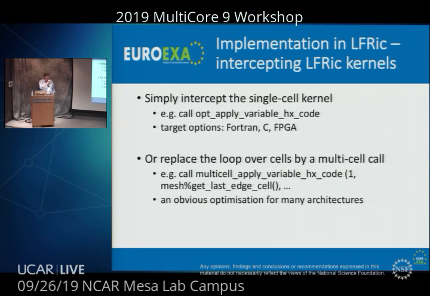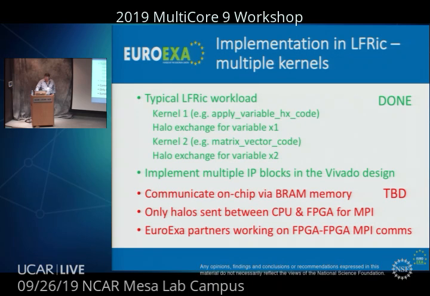So you can either offload just a call to a single cell, but it's much more efficient, obviously, you get more parallelism if you can offload a loop, a kernel which operates over multiple cells. So that's what I've also done by making a multi-cell version of the kernel. That means playing around with the Cyclone generated code. But this is an obvious optimization for many architectures, and I think that will come in Cyclone.